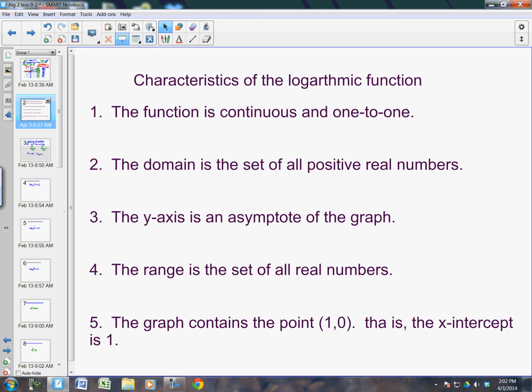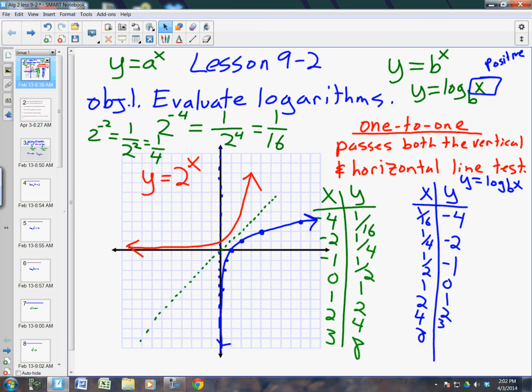Number three, the y-axis is an asymptote of the graph. That goes along with it. And then number four, the range is the set of all real numbers. So this function goes down forever. And even though it's going to the right, it's going up forever. So the range can be as high as you want, go as low as you want.